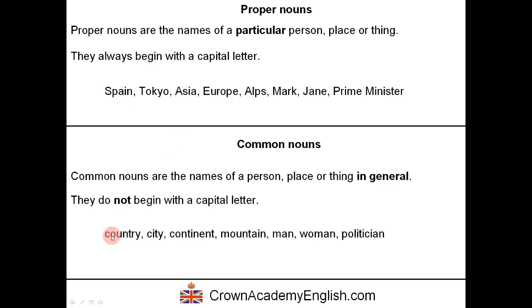The word country is just a common noun. It starts with a small letter c. But Spain is a particular country. It's a specific country, so it starts with a capital S. And it's the same with city, continent, mountain, man, woman, politician. So common nouns are the biggest group, the biggest type. Most nouns in English are common nouns. Okay?